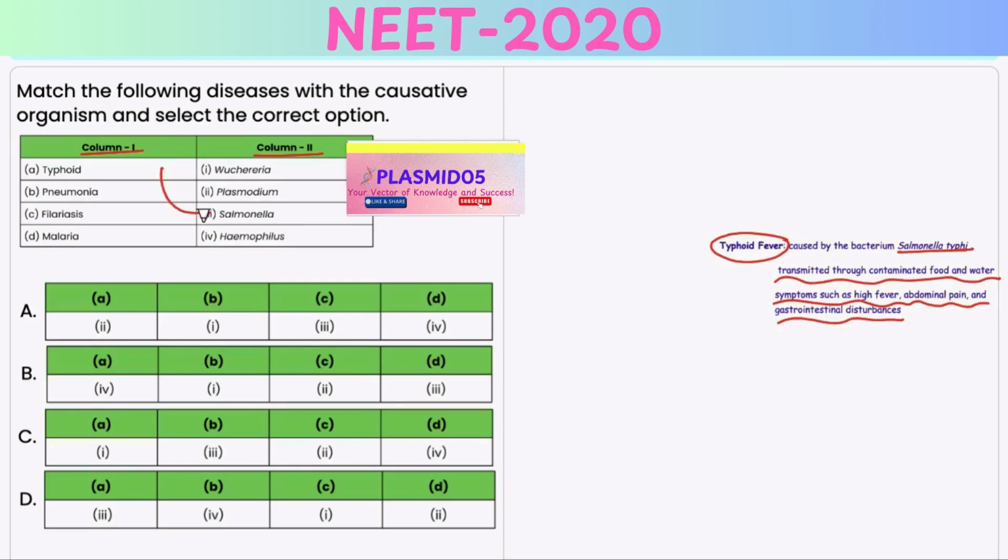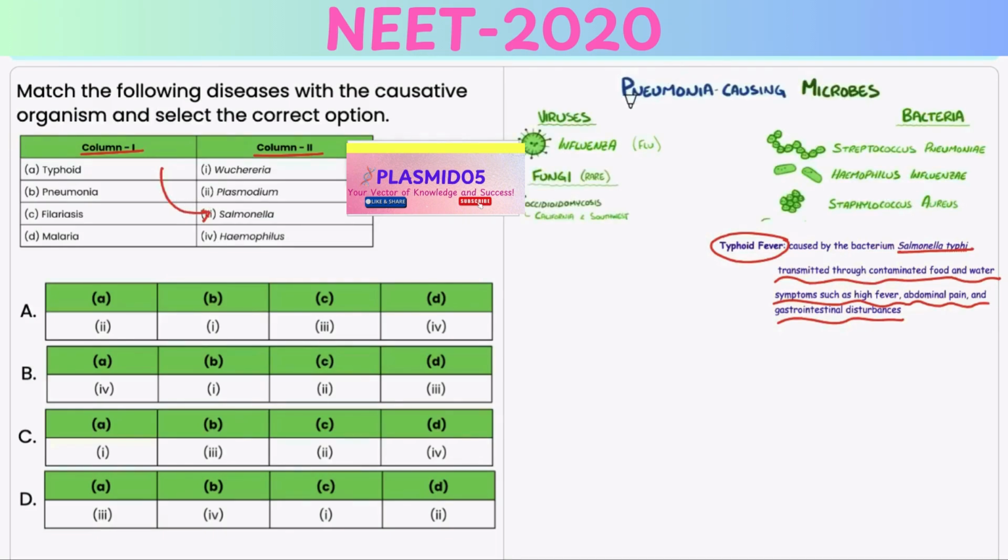Now, pneumonia can be caused by various pathogens, including bacteria and viruses. And Streptococcus pneumoniae and Haemophilus influenzae are two common bacterial pathogens which are mainly associated with pneumonia. And it is characterized by inflammation of the lungs, leading to symptoms such as cough, fever, and difficulty in breathing. Thus, B matches with 4.